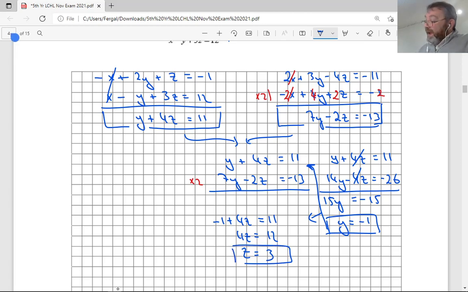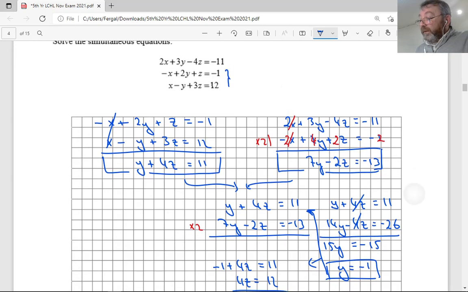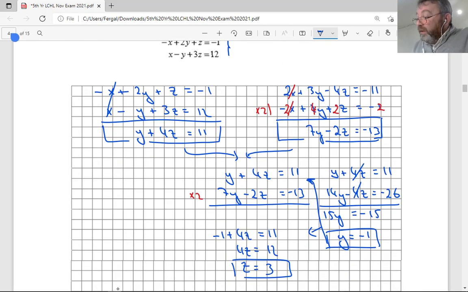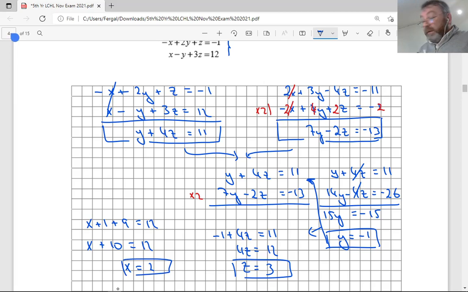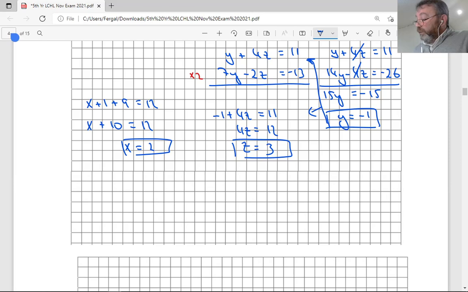There's your second one. And then you take both of these back to any of the original equations up here. Okay, so I'm going to take both of those up to the third equation. So my x, now minus y, well, we know the value of y is minus 1, so minus minus 1 is plus 1, plus 3 times z, which is plus 9, is equal to 12. That gives me x plus 10 is equal to 12. x has to be 2. And there's your three solutions. x is 2, z is 3, and y is minus 1.